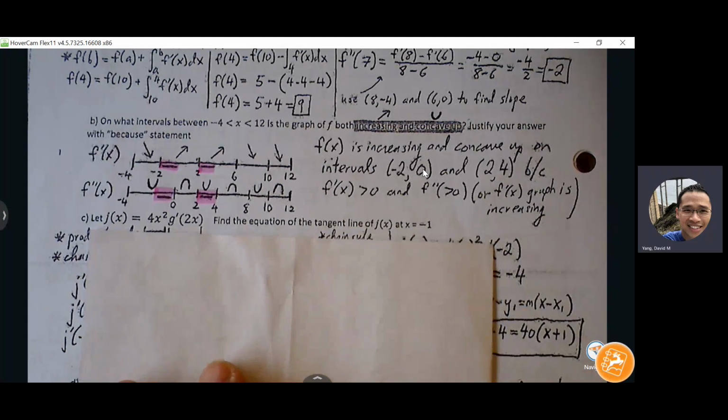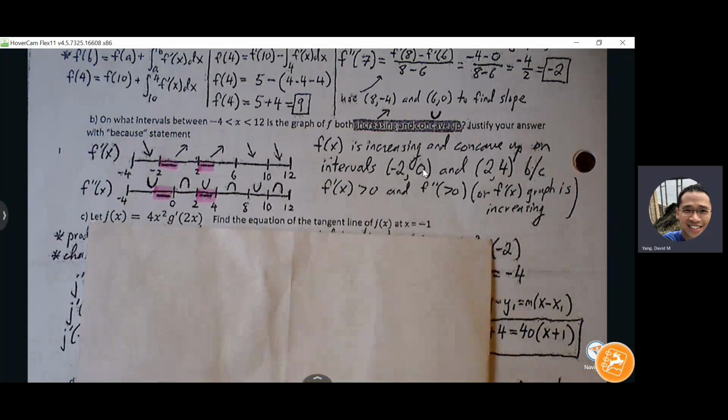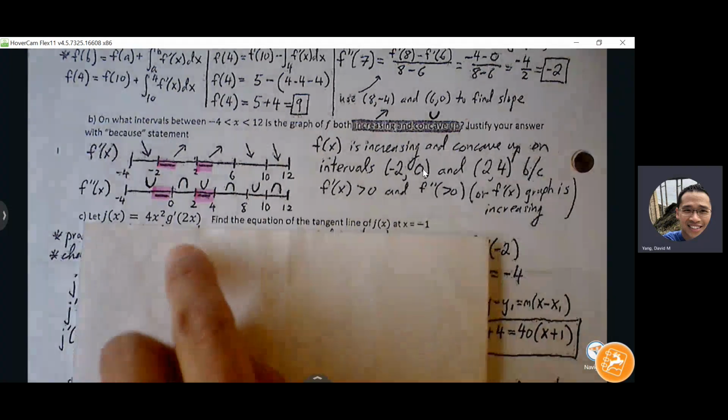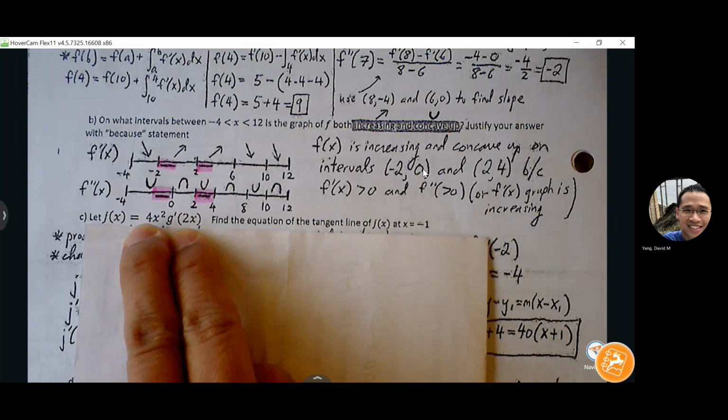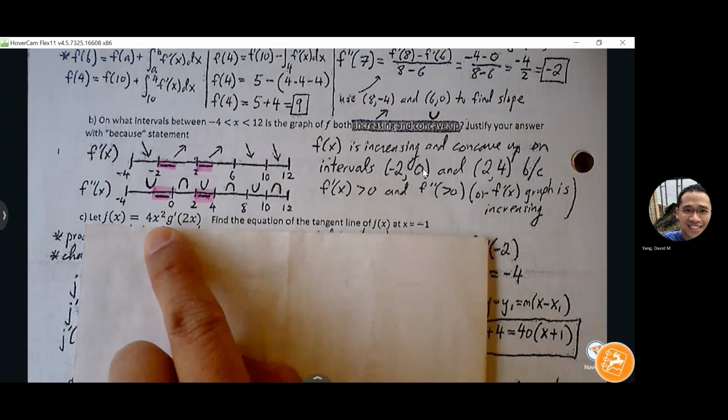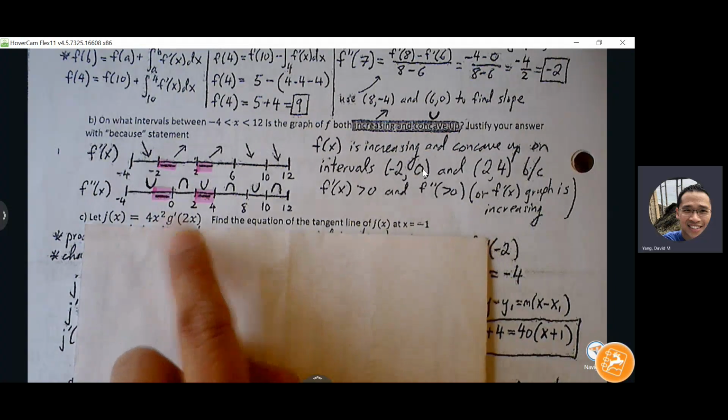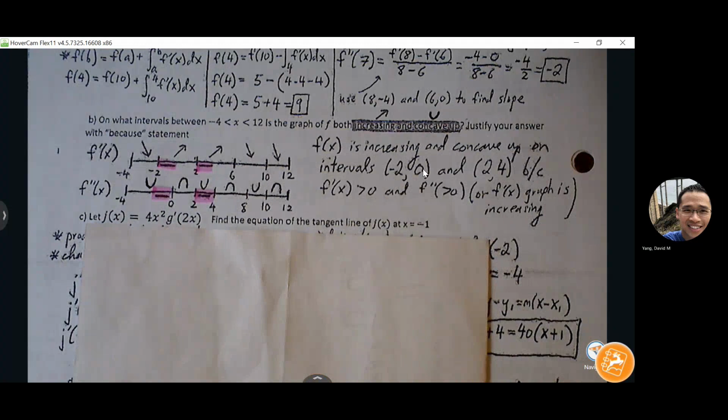All right, part C, sorry. Let j of x equal 4x squared times g prime of 2x. Find the equation of the line tangent. So we need to find an ordered pair, we need to find slope. What rule is required here to get to the derivative, seeing how this is set up? Four x squared times g prime of 2x.